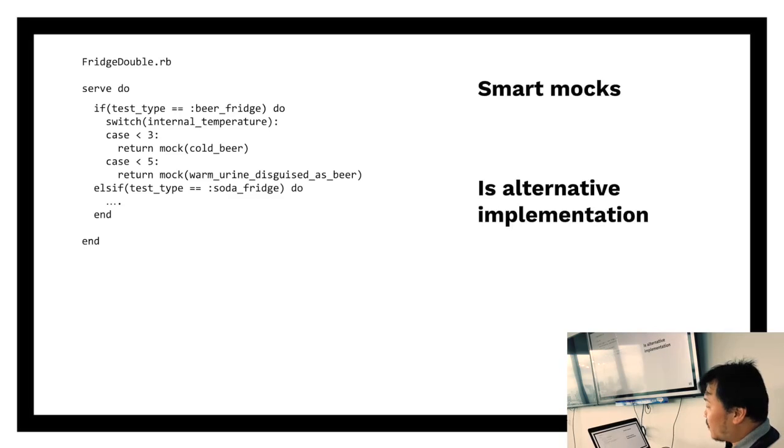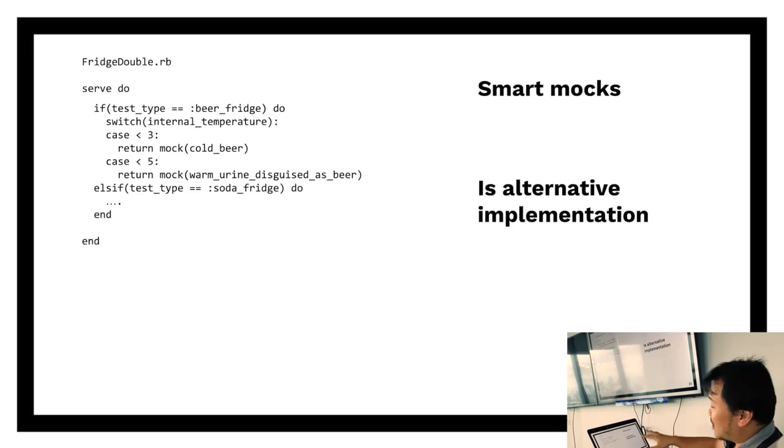And when you do this virtual fridge, in order for you to have that sequence of interactions, sometimes you do need to do this hacky thing. It's like, what happens when things are warm? That means you return warm urine disguised as beer. Or what happens if it's a soda fridge? Oh, it's going to give you a different behavior. So unfortunately, this is complexity in tests.